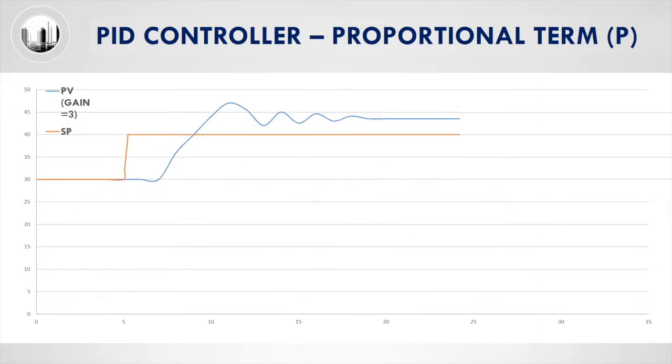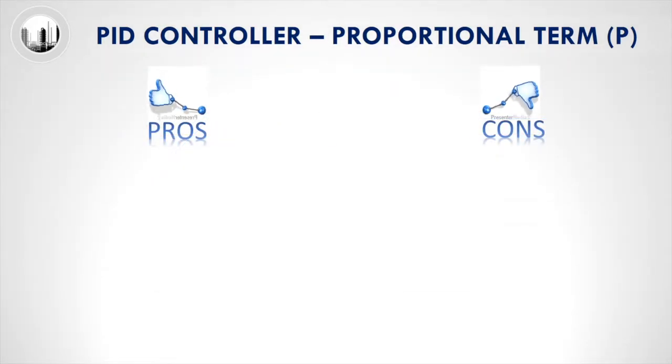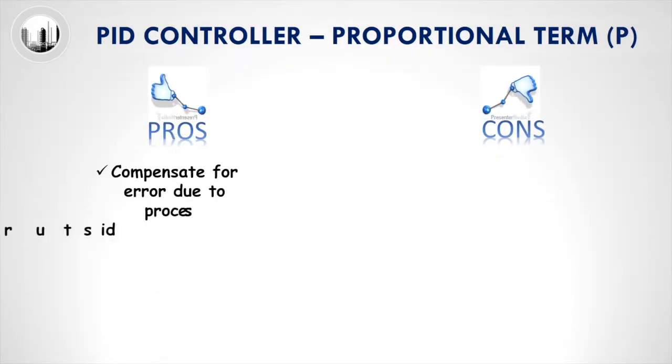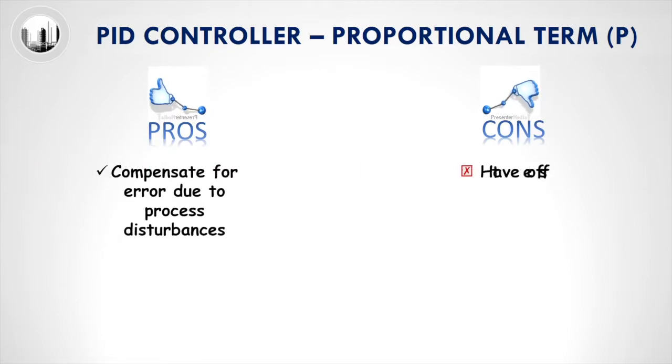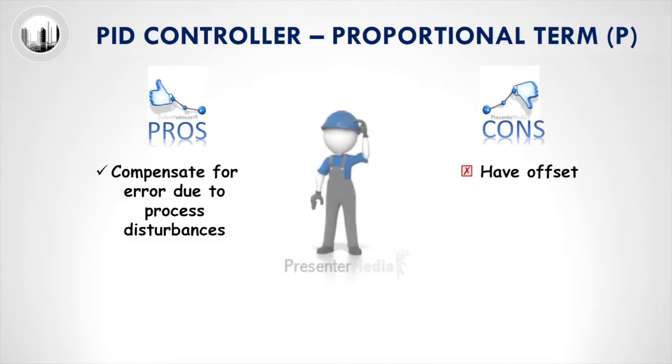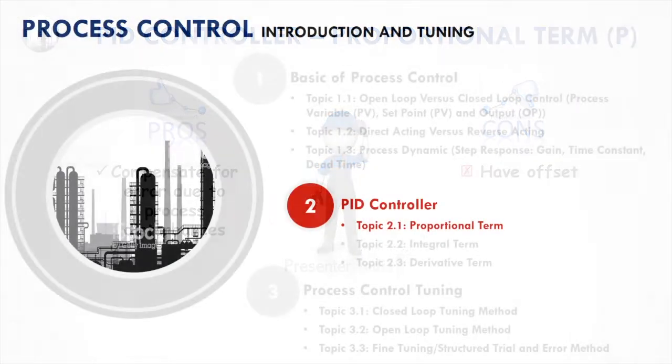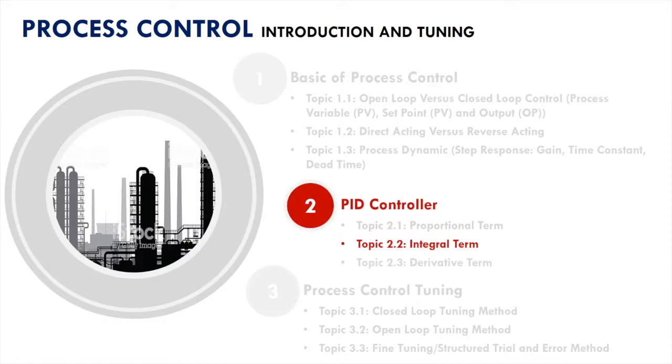Proportional-only controller has a shortcoming as it has tendency not to settle at its set point. Even after long duration, offset to the controller set point will still occur. In this video, we have learned that proportional action of a controller will compensate for error due to process disturbances. However, proportional-only controller has a tendency not to settle at its set point, thus creating offset. What will be the solution for offset? The answer is in the next topic, which is introducing integral action to the controller.